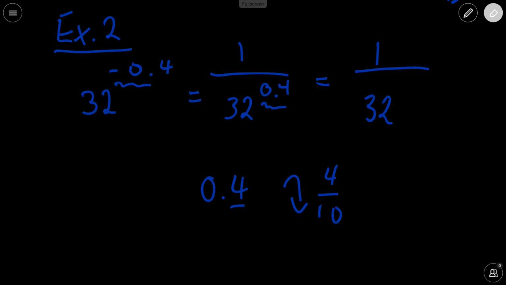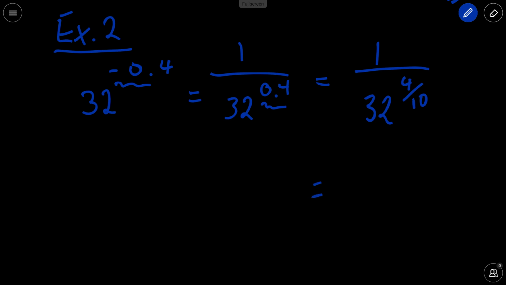So what we were really after here was 0.4 written as a fraction, which is 4 over 10. Nice. 4 over 10 looks much more familiar to what we've been working with the whole time. Let's keep on simplifying this.